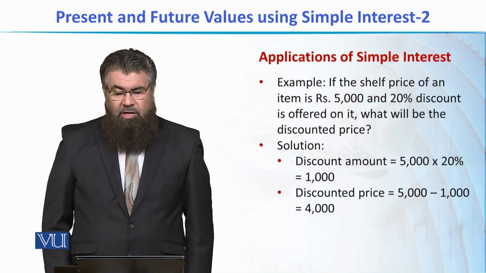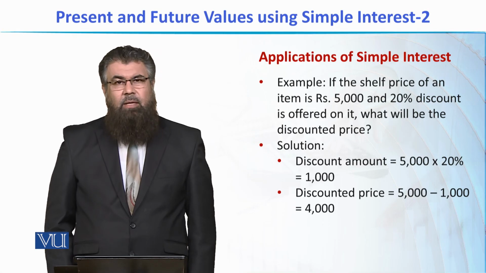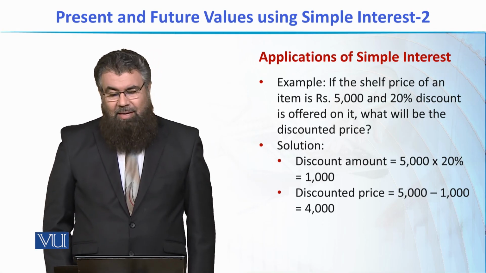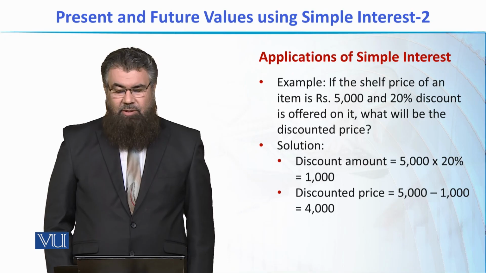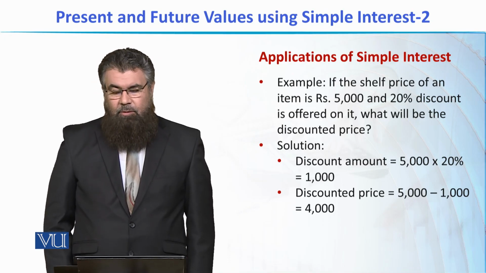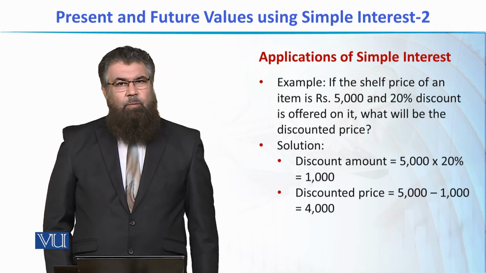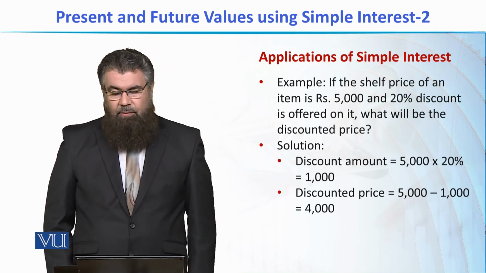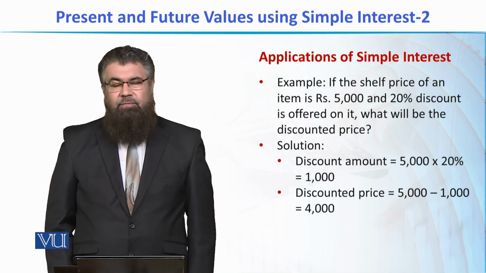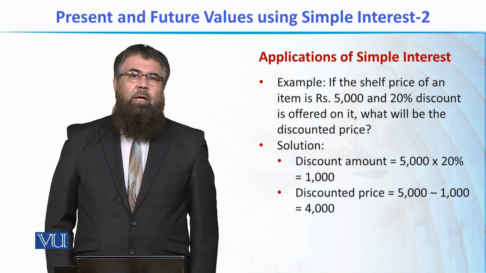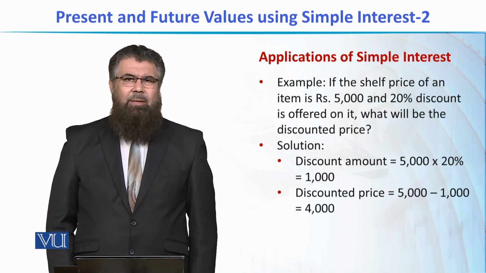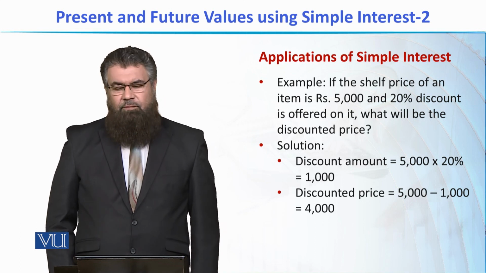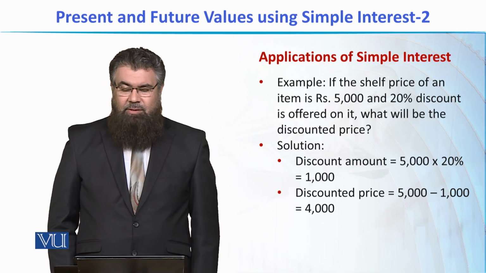If suppose the shelf price of an item is 5,000 rupees and 20% discount is offered, then the discount amount is actually the amount of simple interest, which is mentioned here as 5,000 multiplied by 20%, which is equal to 1,000. Then we calculate the discounted price, which in this case will be the present value, as 5,000 minus 1,000 is equal to 4,000. So this one simple example shows that simple interest in our lives is applicable at many different places, and we can very effectively use this tool to find out various amounts which are somehow relevant to us.